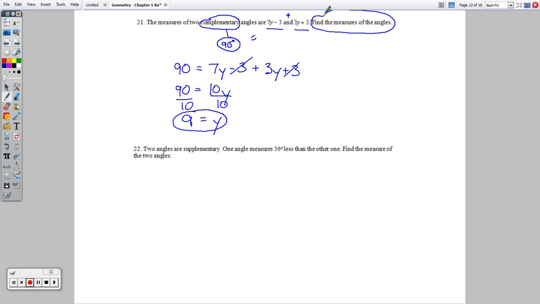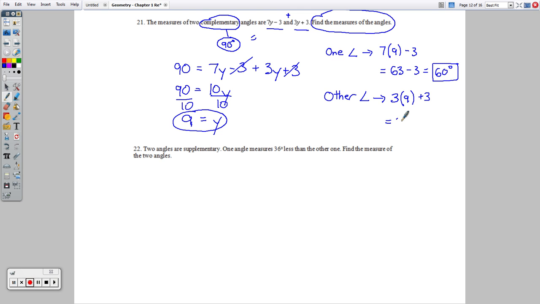It says find the measures of the angles. So now I'm going to plug those back in. One of the angles is going to be 7 times 9 minus 3, and that would equal 63 minus 3, which equals 60 degrees. The other one better be 30, otherwise I did something wrong, because they're supposed to add up to 90 together. So that's one angle. The other angle would be, plug it in right there, 3 times 9 minus 3, plus 3. That is equal to 27 plus 3, and I got it.